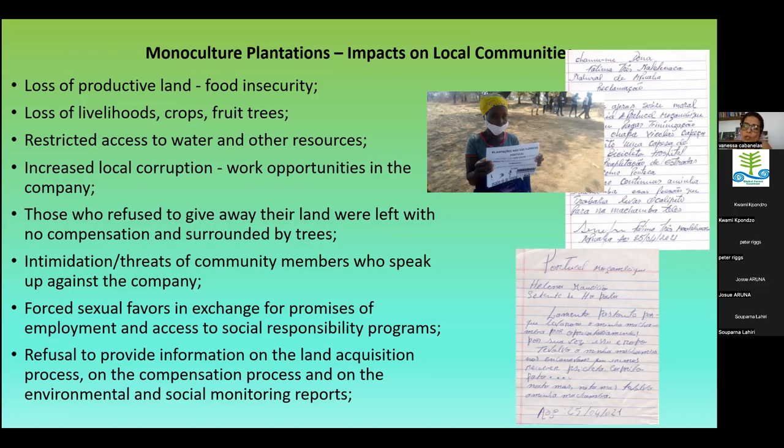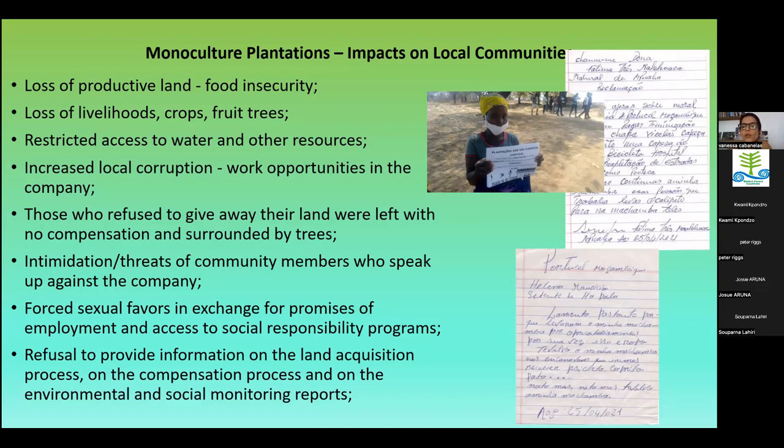There's an increase also in local corruption. Normally, guards or influential people from the communities charge money to put other community members on the list for job opportunities. So this has seen a huge increase in local corruption.